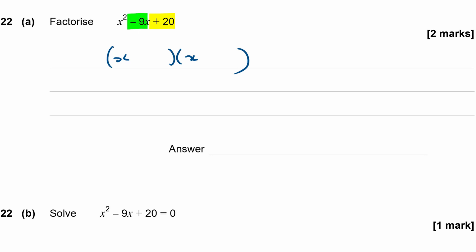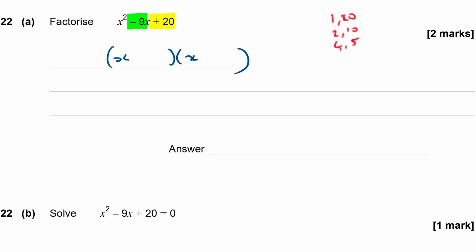Okay, so thinking about the factor pairs of 20 first off. 20 you can get by multiplying 1 and 20 together, or 2 and 10, or 4 and 5. They're the factor pairs of 20. So we want one that adds up to negative 9.